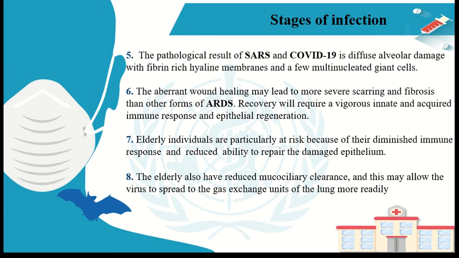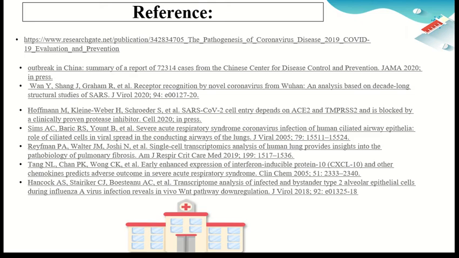Recovery will require a vigorous innate and acquired immune response and epithelial regeneration, while elderly individuals are particularly at risk because of their diminished immune response and reduced ability to repair the damaged epithelium. And the elderly also have reduced mucociliary clearance, and this may allow the virus to spread to the gas exchange unit of the lung more readily. These are the links of journals and research articles from which the data was taken.